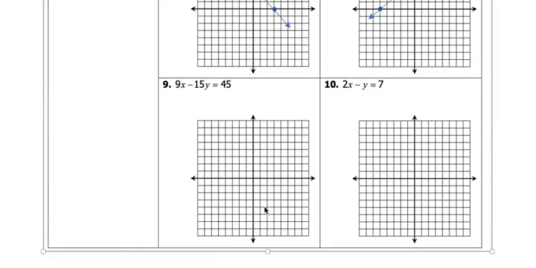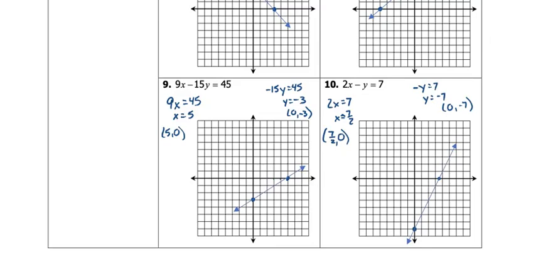You go ahead and try number 9 and number 10 and come back and take a look. Okay, so for number 9, my x-intercept was 5, 0, and my y-intercept was 0, negative 3. And I graphed those and put my line on. And then for number 10, my x-intercept was 7 halves. Well, I had to stop and think, where is 7 halves on a graph? 7 halves is equal to 3.5. So I had to go between the 3 and the 4. And so there's 7 halves, 0. And then my y-intercept was 0, negative 7. So I have that graphed, and then I drew my line in between.